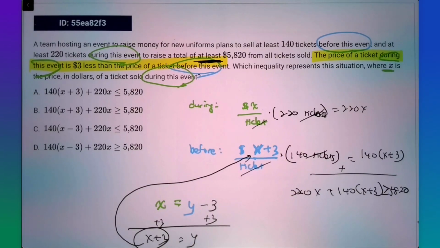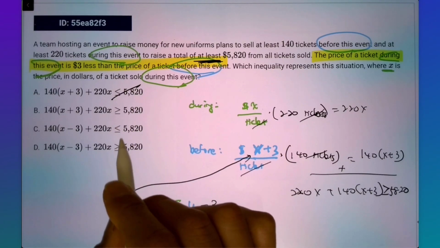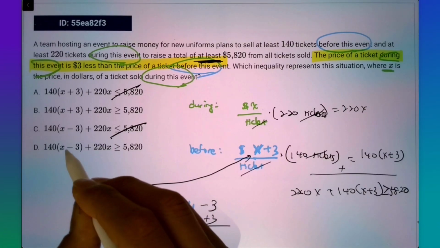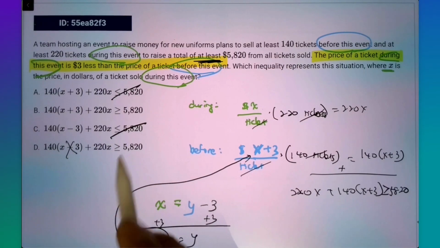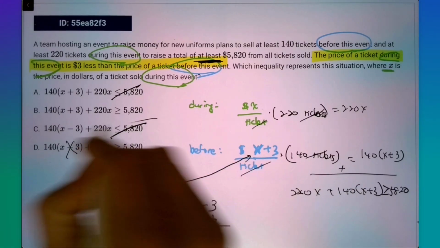So based on that alone, you can eliminate choice A and choice C. That means our answer should be B, because choice D has a minus, and we don't want that. We need a plus based on rearrangement of the highlighted sentence. So B is the answer.